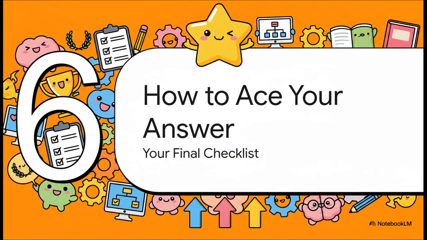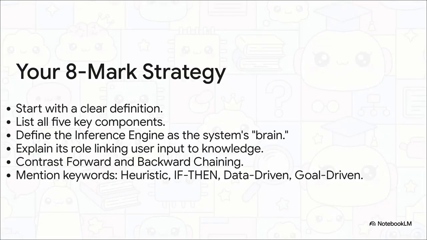All right, let's pull all of this together. Here is your final checklist, your game plan for writing that perfect 8-mark answer that'll make the examiner nod in approval. You just follow this structure, and you really can't go wrong. Start with that crisp definition, list the 5 parts, and then zoom in on the brain, the inference engine. Explain what it does, and most importantly, contrast its 2 ways of thinking. And all along the way, make sure you sprinkle in these keywords. That's what separates a decent answer from a great one.